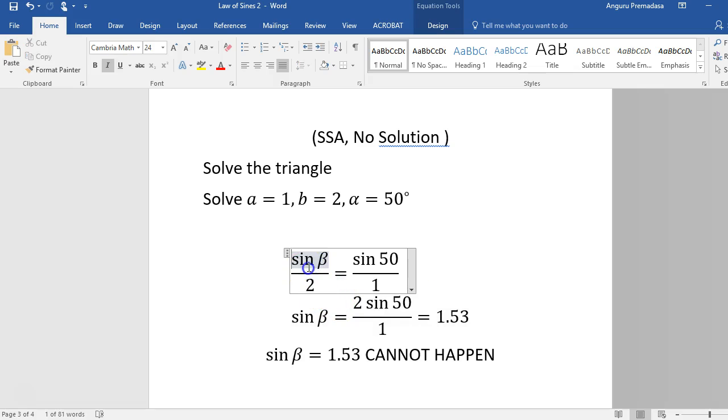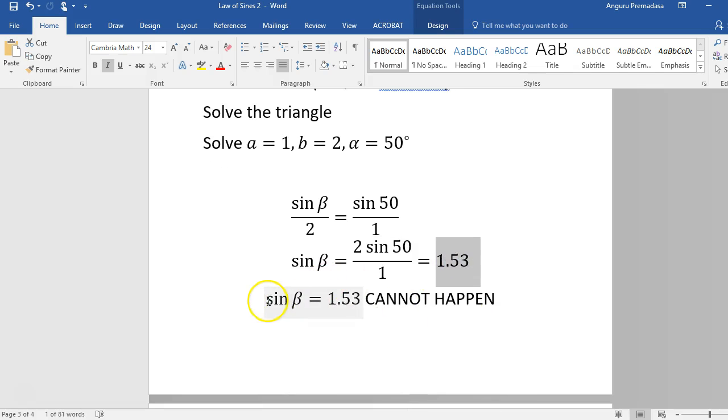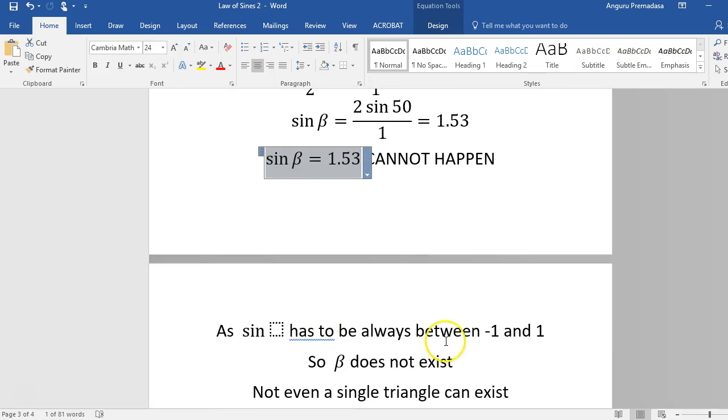Let's solve it for sine beta. You multiply both sides by 2, and then you get sine beta is equal to 2 sine 50 over 1, which is equal to 1.53. Now that is pretty much the end of the problem, because you can't go beyond that. Sine has to always be between -1 and 1, so a sine value can never go above 1. So 1.53 is illegal.